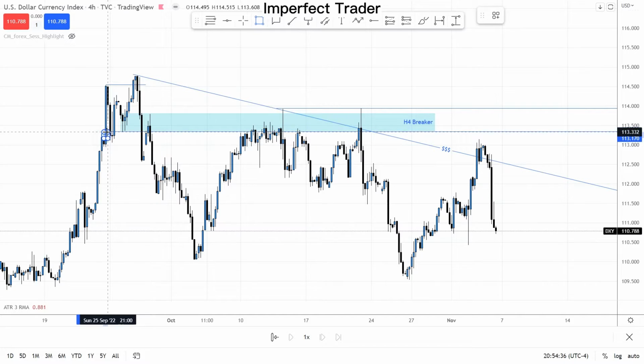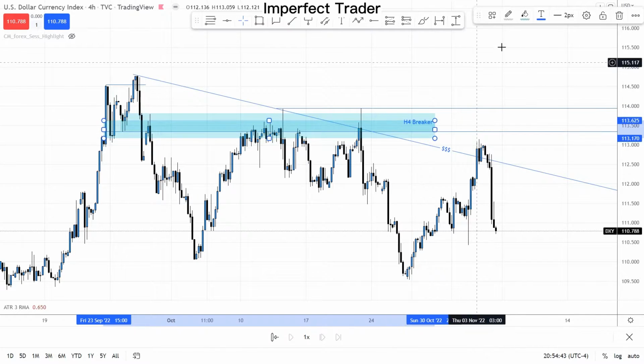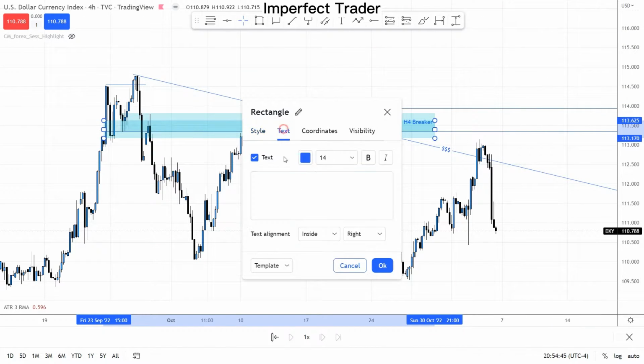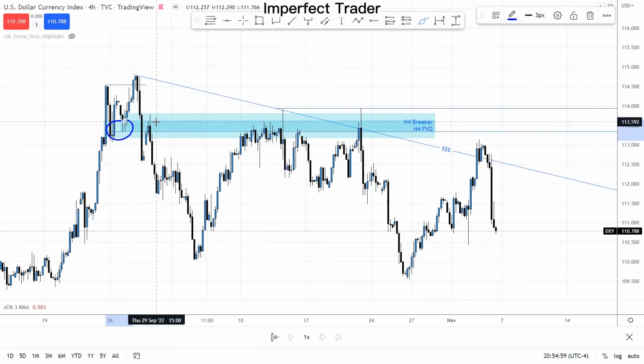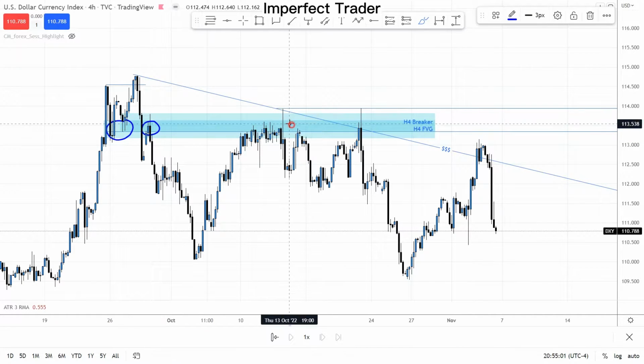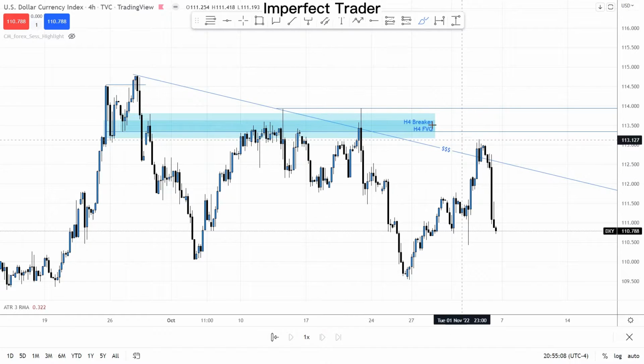We have a fair value gap right here on 4 hours. And look at how this fair value gap is actually respected here. This fair value gap, you see it? Look how price is really respecting it right here, right here. Looking at the body of the candle. Even right here when price wicks up, it's still respecting that 4 hour fair value gap.